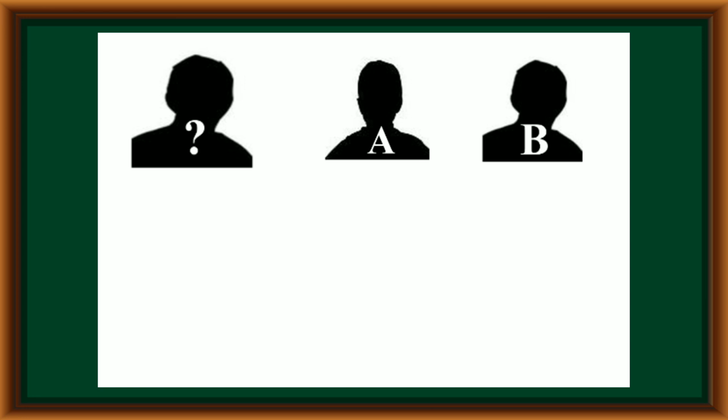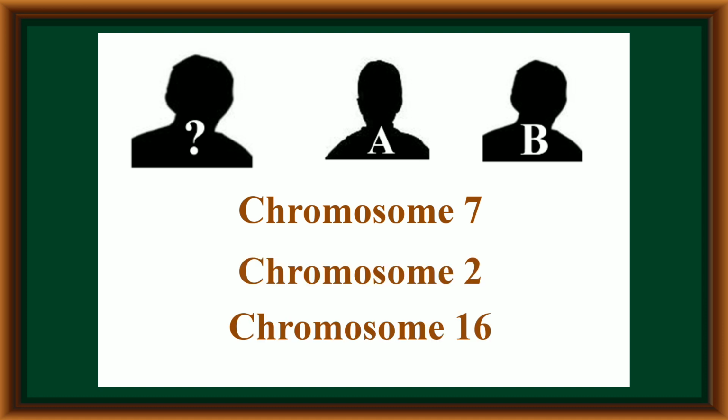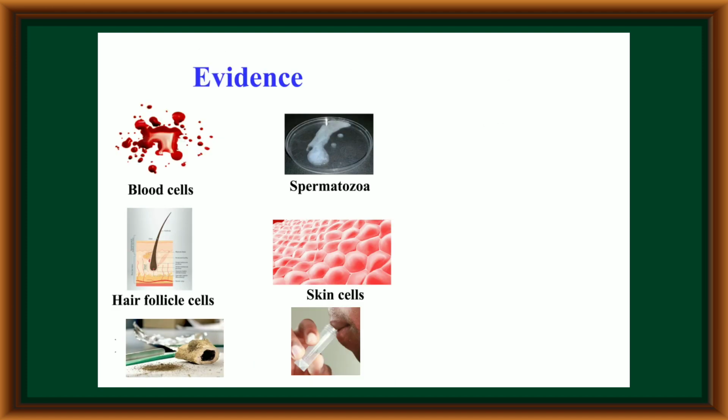For this comparison, in every individual we have to select particular chromosomes only. For example, in this comparison we selected chromosome 7, chromosome 2 and chromosome 16. In every individual, different samples like blood cells, spermatozoa, hair follicle cells, skin cells, bone cells or even saliva are collected as evidence from the unknown person.